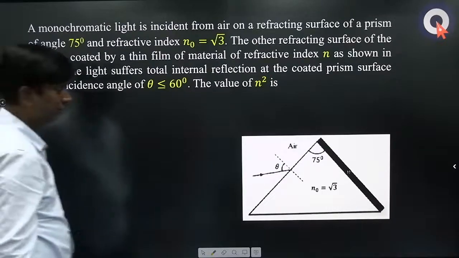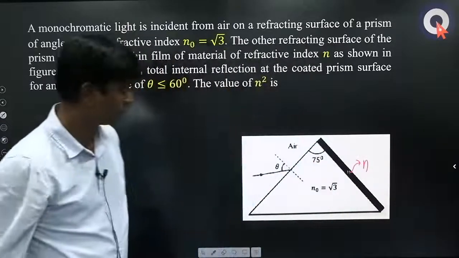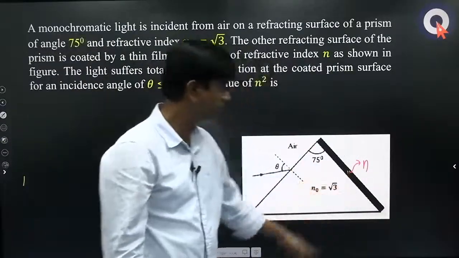What do you think? So this has a value of n. It is undergoing total internal reflection here.